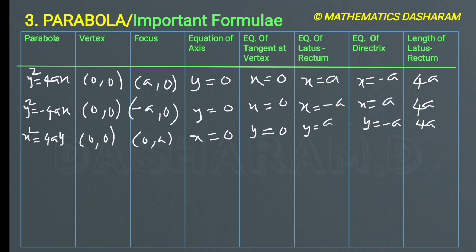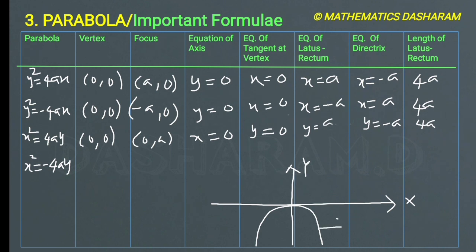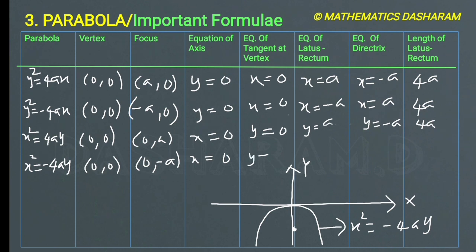Next, fourth one is x square equals to minus 4ay. So this is a parabola and its standard form is x square equals to minus 4ay and its vertex is 0 comma 0. Next, focus, here is a fixed point, that is focus. So it is on the negative direction of the y-axis. So definitely 0 comma minus a is a focus. Next, equation of axis x equals to 0, equation of a tangent at the vertex, that is y equals to 0. Next, equation of a latus rectum is y equals to minus a because it is on the negative direction of the y-axis.